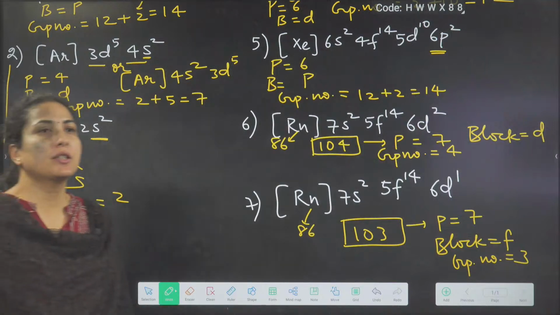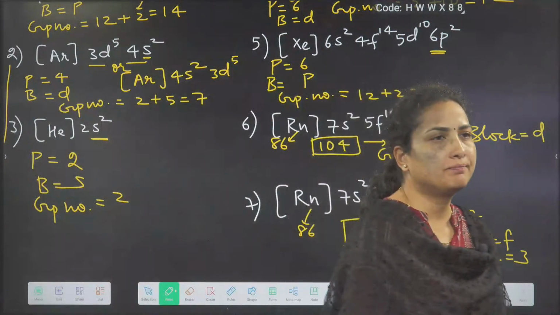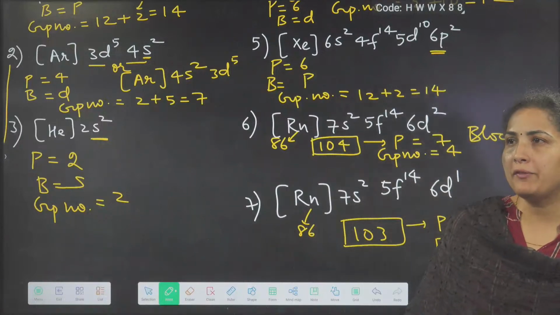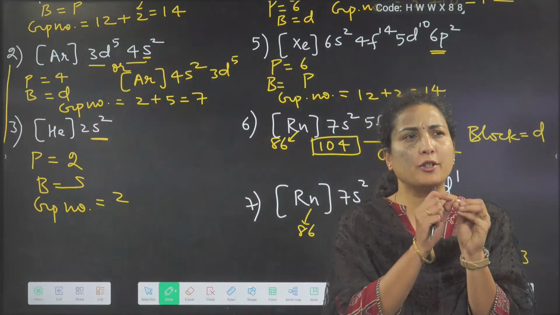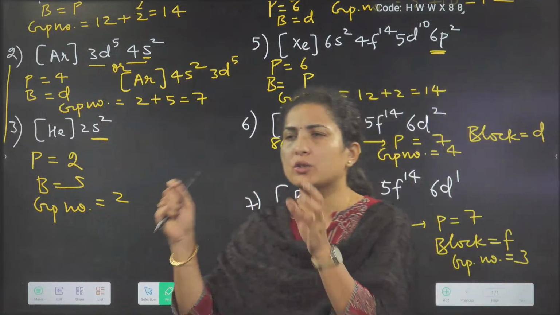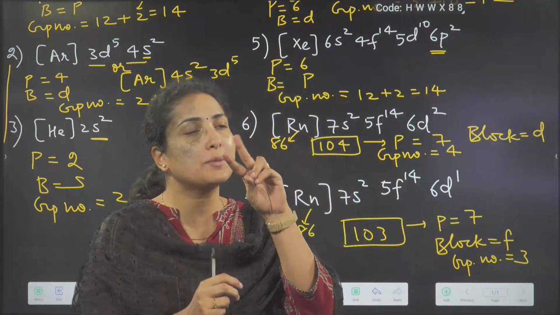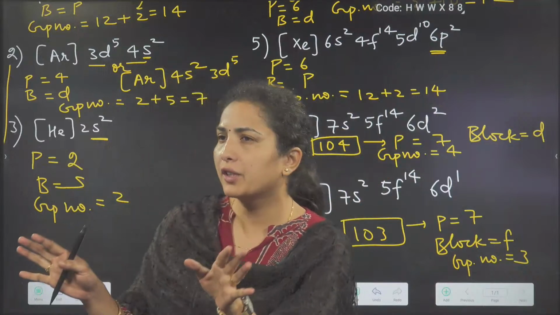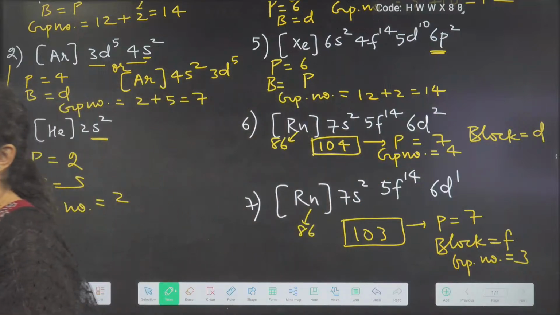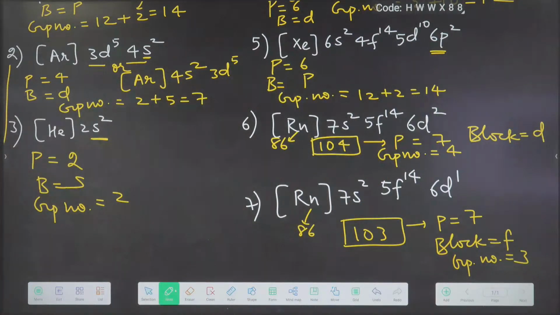Shall we proceed further? Understood, everyone? So my suggestion to you will be, wherever you are having FND there, just make sure that you add the number 1 so that you can identify whether it is belonging to that F block series or not. Otherwise, you can just rely on the configuration given, and accordingly you can predict the answer. Okay?